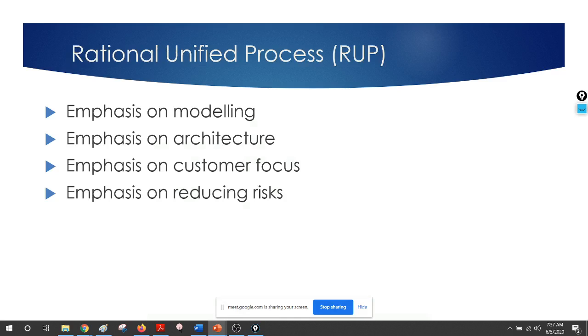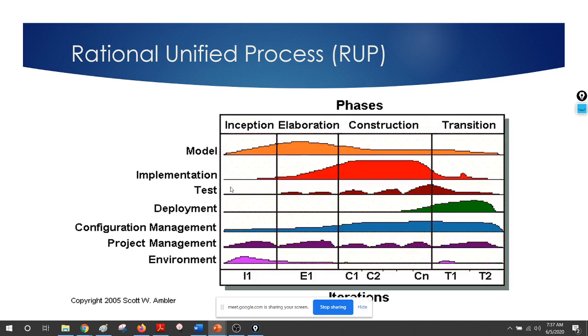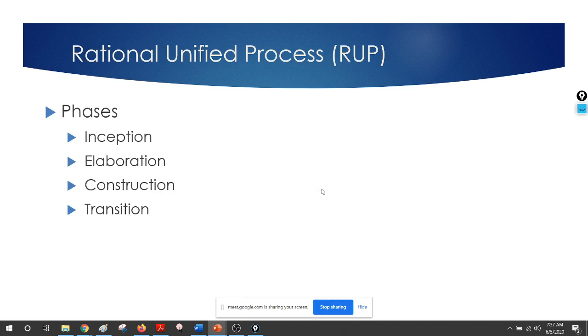For example, if you take Rational Unified Process, it emphasizes modeling. So you have all those things in your handbook. It emphasizes modeling, architecture, customer focus, and reducing scope. Those are some variations of iterative. Then in Rational Unified Process, we have well-defined phases like inception, elaboration, construction, transition. Some iterations are inception, some iterations are elaboration. Then we have different roles: modeling role, implementation role, test role, etc. So you have to go through your notes.